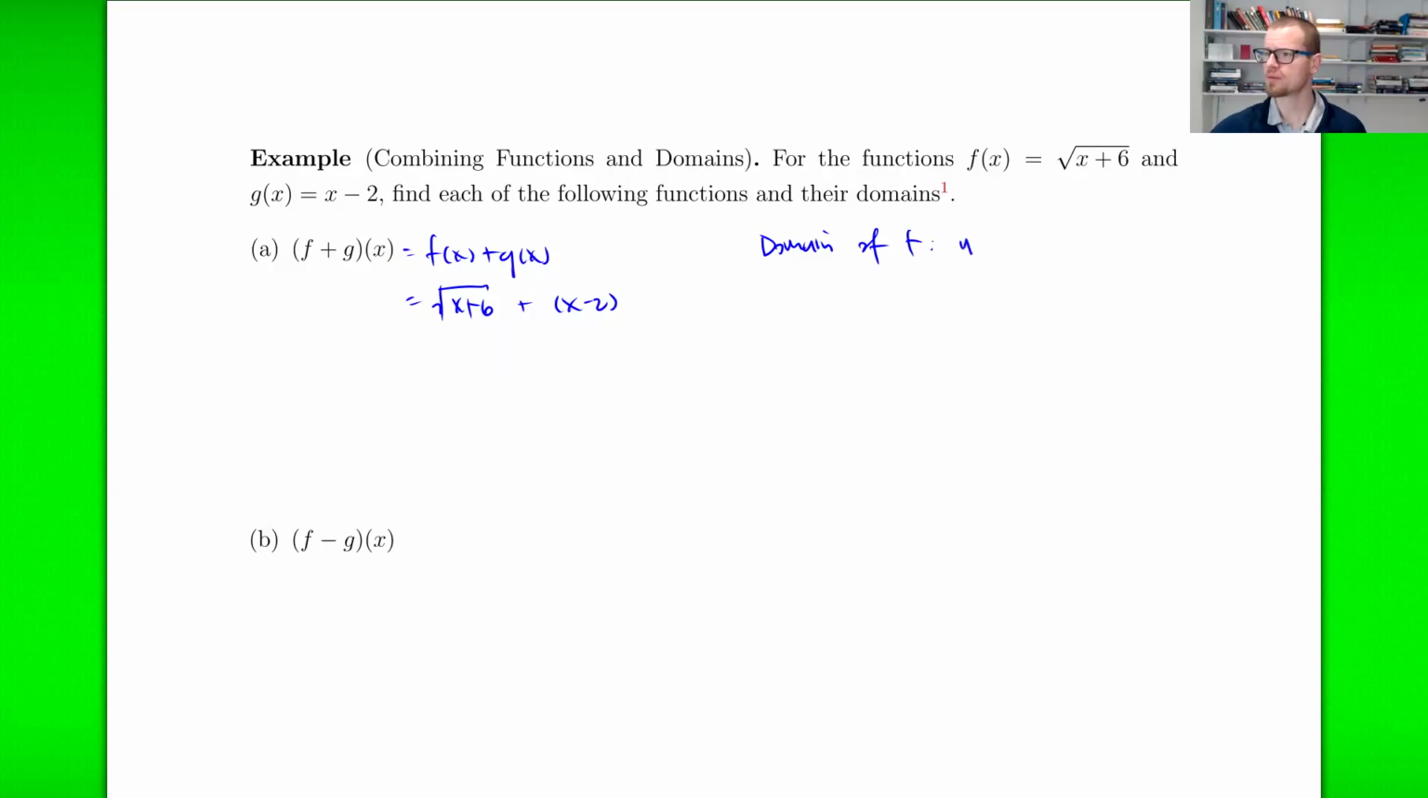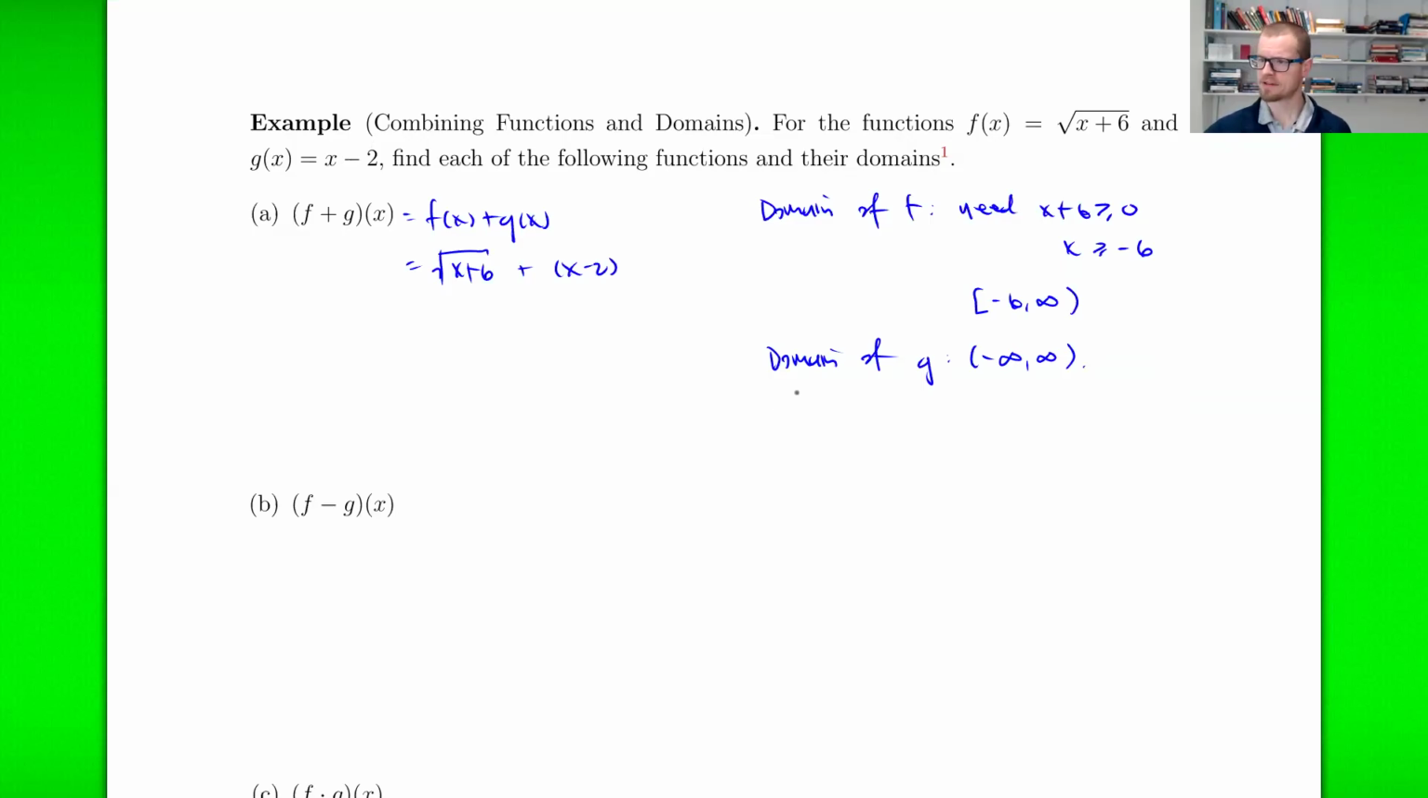For the domain of f, we need to have that x plus 6 is greater than or equal to 0 in order to take the square root. That gives us x is greater than or equal to -6. So using interval notation, we would say that the domain of f is precisely from -6 to infinity. Now, if we wanted to look at the domain of g, that is even easier, right? The domain of any polynomial function is precisely all real numbers. So that's -infinity up to +infinity.